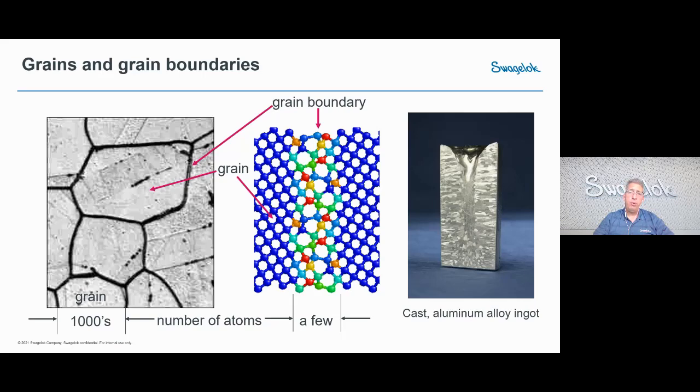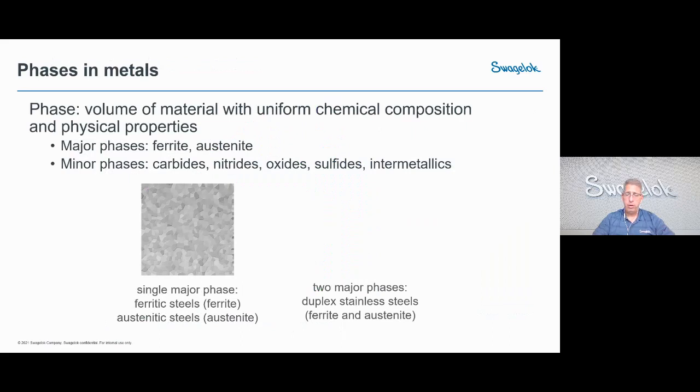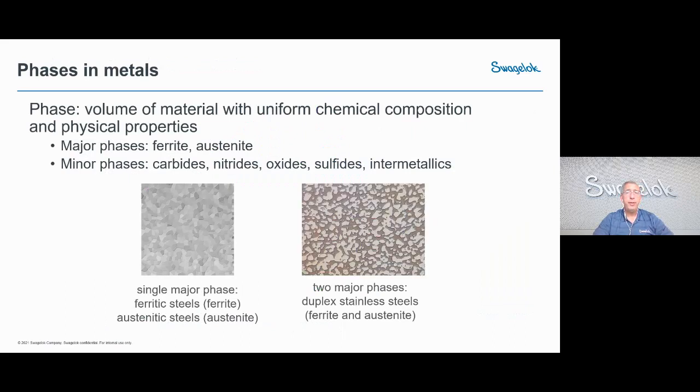The last term I want to go through with you is phases in the metal. Sorry about that, I didn't know that was going to happen. So we've talked about some imperfect defects at the atomistic level and microscopic level. Another microstructural feature, not necessarily an imperfection, that you need to understand is the term phases in a metal or alloy. Each phase is a unique constituent of the material based on composition and physical properties or physical structure.